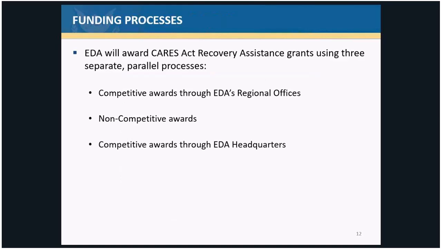Finally, EDA is going to make a series of awards, as was mentioned, through its headquarters offices. These awards will be for projects of national scope for technical assistance and research. EDA also plans to hold a separate competition for projects focused on innovation and entrepreneurship. More information on that latter program will be forthcoming.